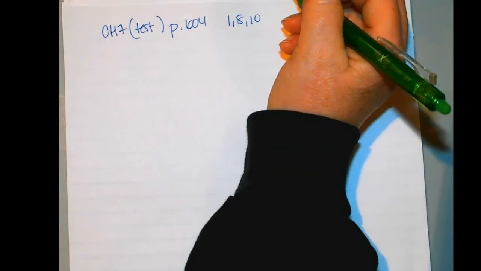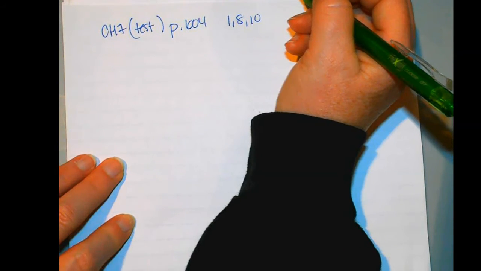Okay, we're doing chapter 7. The test is a review for our test. This is page 604. We have questions 1, 8, and 10. So 1 says rearrange. Reading the directions: use an identity to simplify the expression. There may be more than one correct answer.